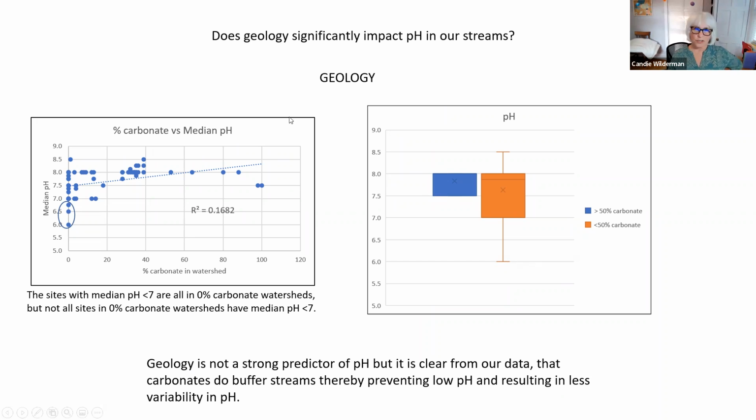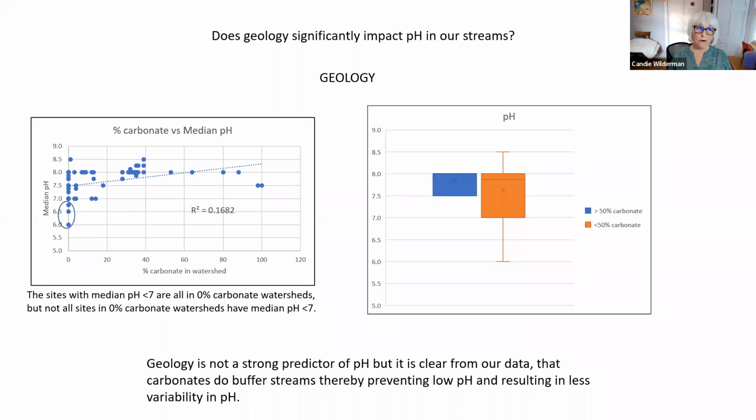Does the geology impact the pH? If you do a regression curve of percent carbonate and median pH, you get a fairly low R² value. It doesn't look like very much. But if you look a little closer, there are 3 sites I circled where the median pH is less than 7, and all of them are in 0 carbonate watersheds.